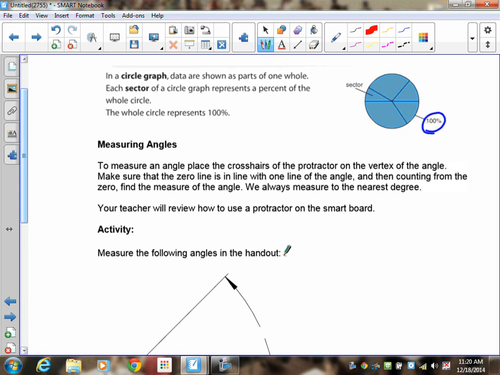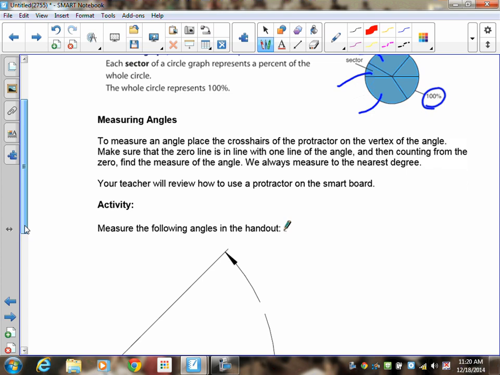Each individual part right here is referred to as a sector. And you can see I've marked 3 sectors there out of the 5. What we have to have you do next is be able to create these angles. So what I'm going to start right now is we're going to get you to do some measuring of some angles. Now again, we've done some of this already, so you should be familiar with it.